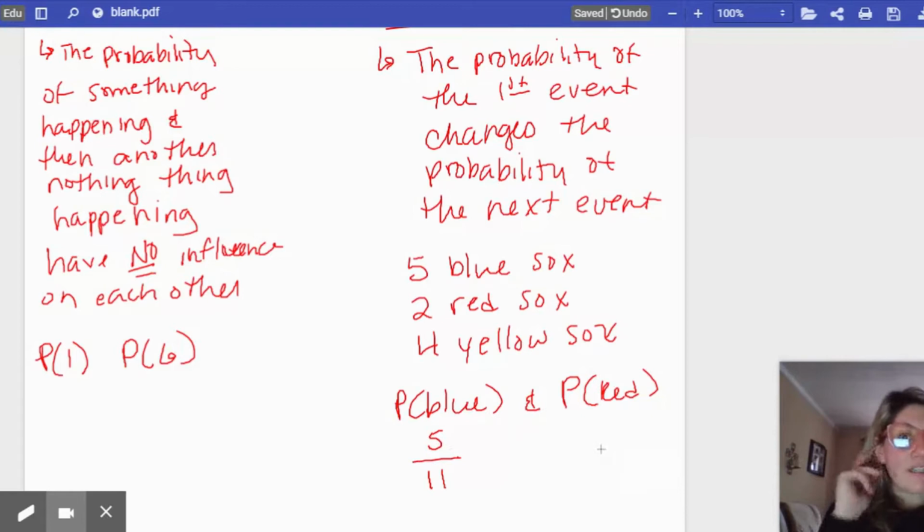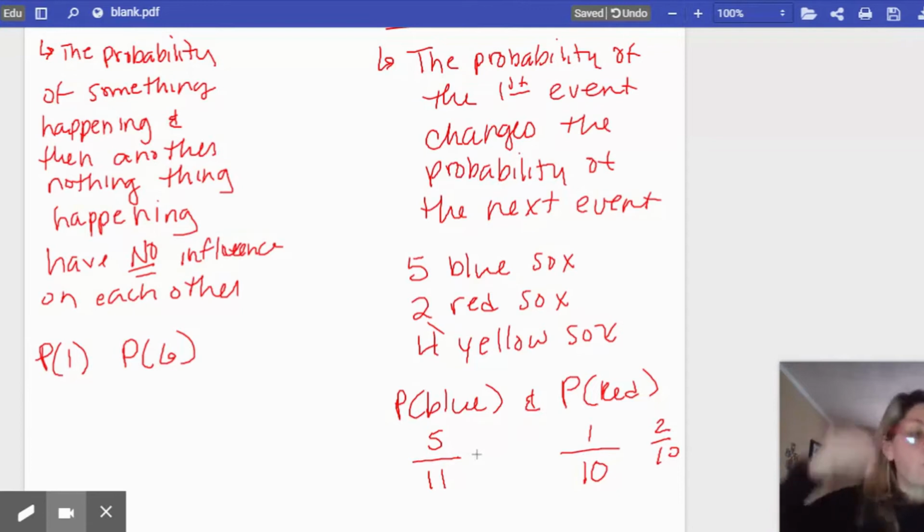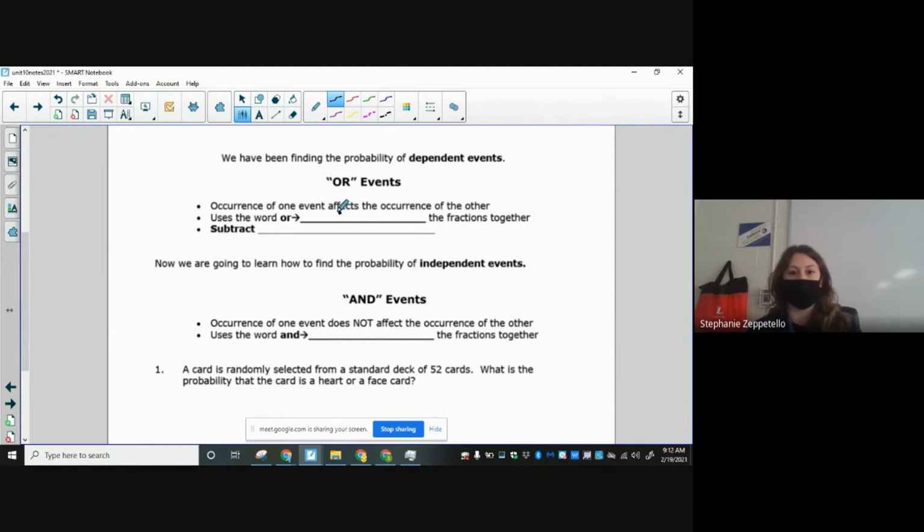The probability that the next one is red is going to be something out of 10. Now, if my first sock that I picked was red, then it would be 1 out of 10. If the first sock that I picked wasn't red, it would be 2 out of 10. So you see that the probability originally changed depending on what happened in my first one. So it's a dependent event if the probability of the second event is affected by what happens in your first event.